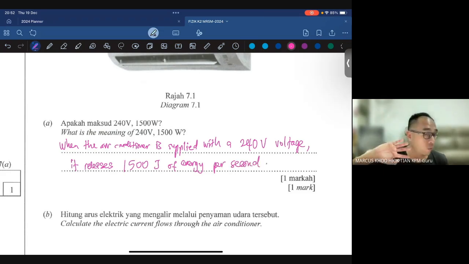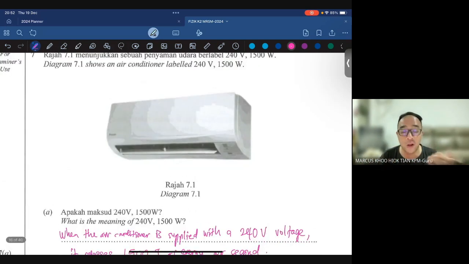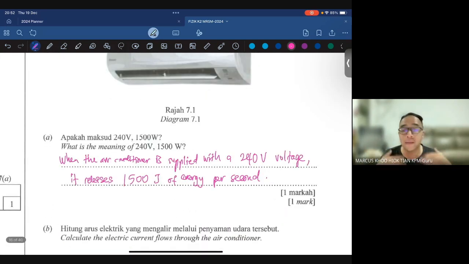We see this definition so often that I think it's worth remembering, because all you have to do is change the number and change the appliance. Because this is an aircon, we say aircon. If it is an oven, oven. If it is a hair dryer, hair dryer. But the format doesn't change.